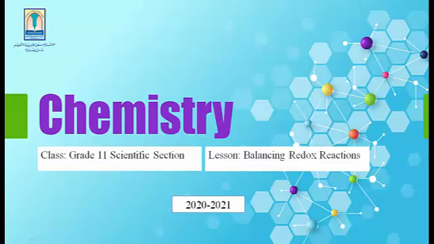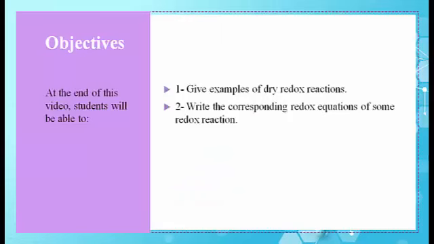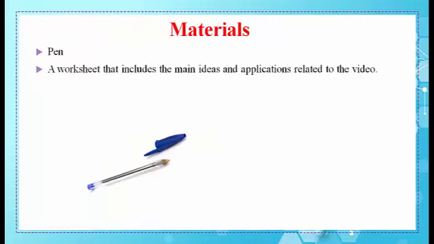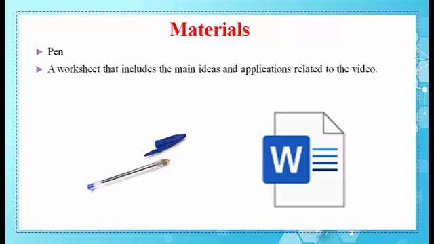By the end of this video, you'll be able to give examples of dry redox reactions, write the corresponding redox equations of some redox reactions, define the oxidation number of an element, and identify the oxidation number of some elements. The materials needed during this session are a pen and a worksheet that include the main ideas and applications related to the video.